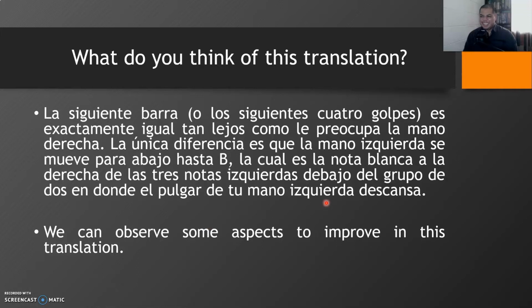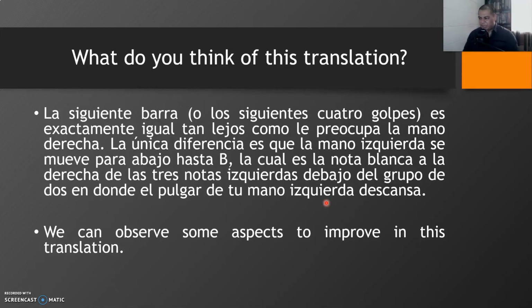Like, what the hell, right? It is not an easy read. It is difficult to understand what we are talking about. Are we talking about a bar where we go drinking? Because it says 4 beats, right?